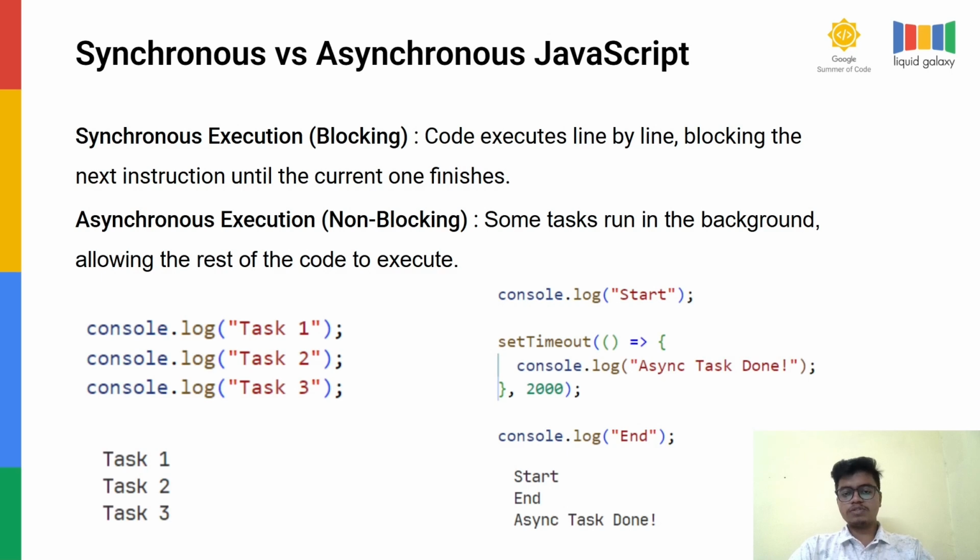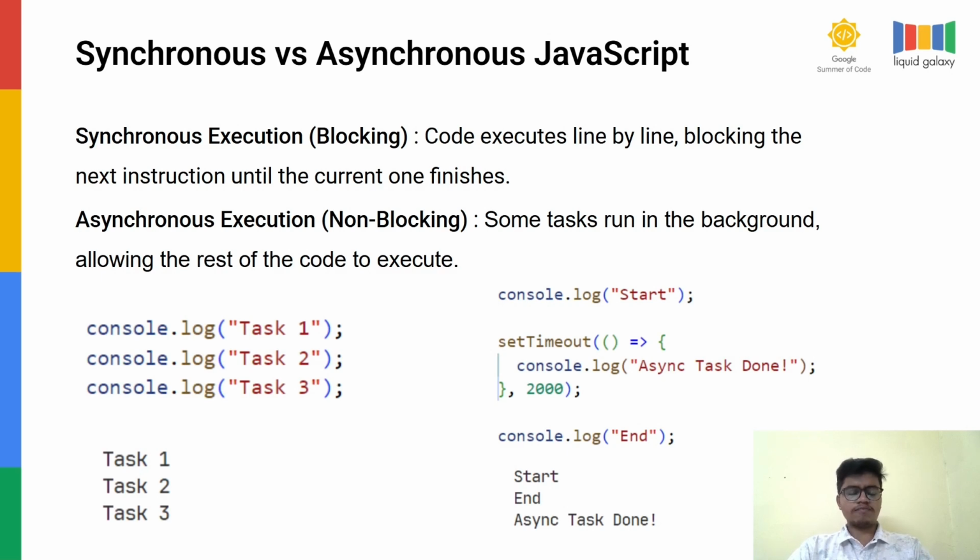Now coming to the right-hand side of the code, there are three pieces of code. The first one is printing start, and second there is one setTimeout function. The setTimeout function is basically an asynchronous function which executes after 2 seconds. The time mentioned here is 2000 milliseconds, which is converted into 2 seconds. So that's why this function would execute after 2 seconds. We will discuss it in further slides. And the third piece of code prints end.